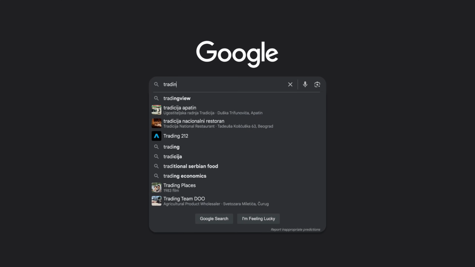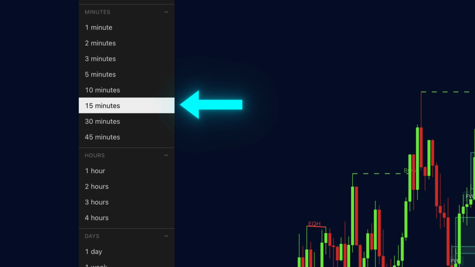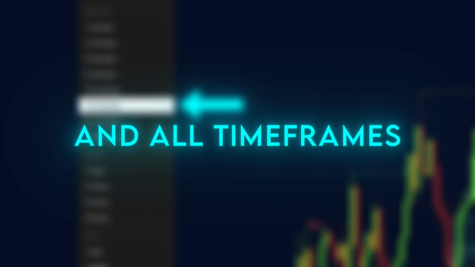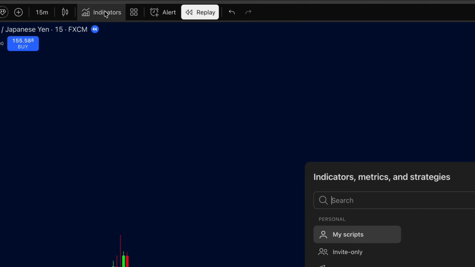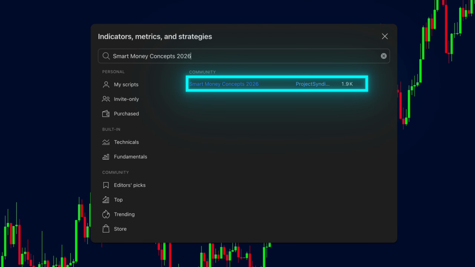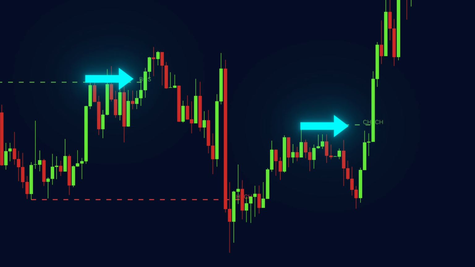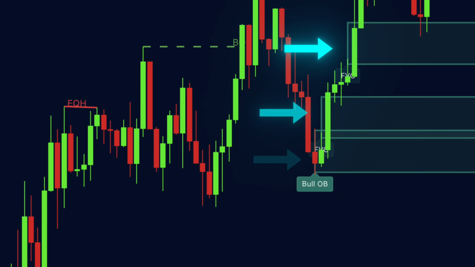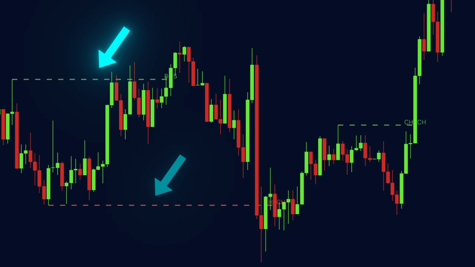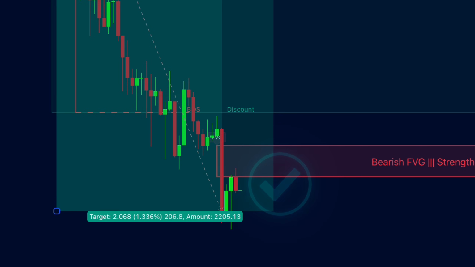To add this indicator, go to TradingView and open any chart you want. I'm using the 15-minute time frame here, but this works on all markets and all time frames. Click Indicators, search for Smart Money Concepts 2026, and make sure you select the one by Project Syndicate. As soon as it loads, you'll see labels like BOS and CHOCH, rectangular zones above and below price, and shaded areas across the range. Nothing here is random. Everything you see is explaining who is in control of the market.